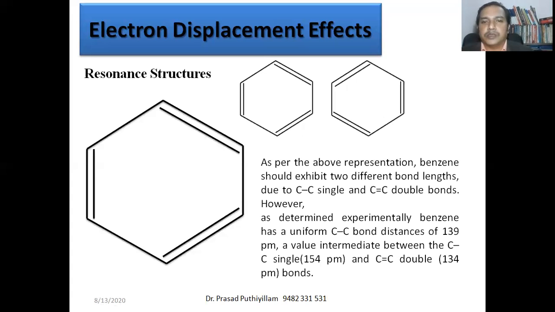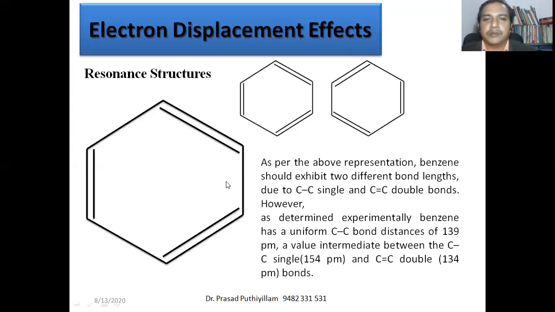If you calculate the carbon distance or bond length in the case of benzene, it is uniform throughout. There is no single bond or double bond. All these carbon bond lengths are uniform, that is 139 picometer. Whereas a carbon single bond is 154 picometer, and a carbon double bond is 134 picometer. Therefore here it is neither 134 nor 154 picometer. All carbon bonds are equal, at 139 picometer.